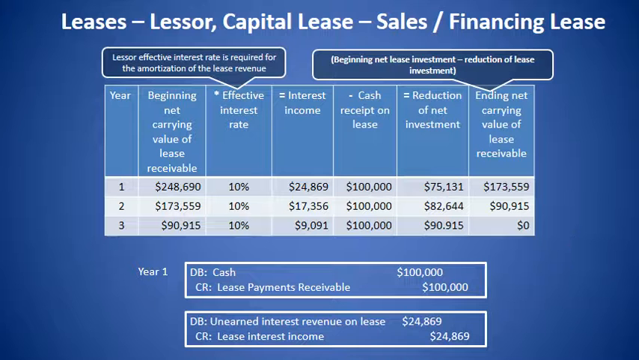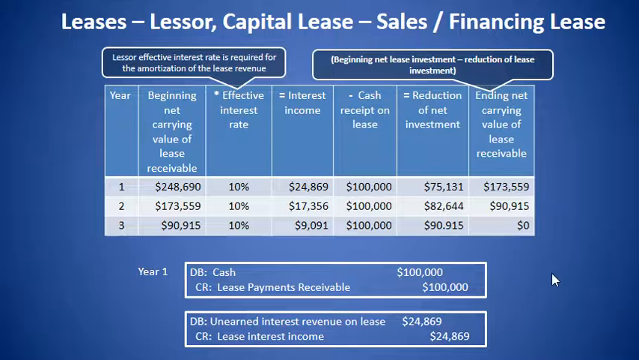So if we were to produce a journal entry from year number 1, we would receive from the customer a cash payment of $100,000, which would be from our lease payment receivable. So that'd be $100,000 against the lease payment receivable. Also, we would debit the unearned interest revenue on the lease of $24,869, which represents the interest we've earned, and we would credit interest income of $24,869.